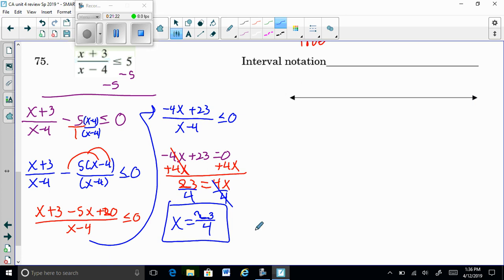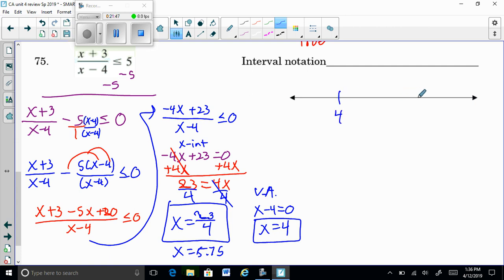Okay, the vertical asymptote. If you want the vertical asymptote, you take the denominator and set that equal to 0, which would just be x equals 4. By the way, the x-intercept as a decimal would be 5.75, just so you know where to put it on the number line. So we'll go ahead and pop the 4 right here. We'll pop the 23 over 4 right here.